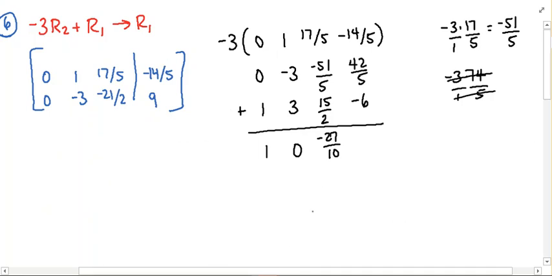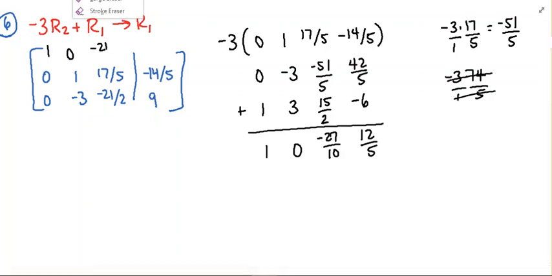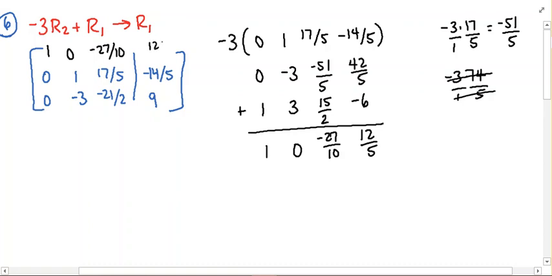Whoops. So here we go. That's the new first row. Whoops, I put the wrong thing. I told you my handwriting, I can't even read my own handwriting right now. All right, so negative 27/10 here and then 12/5 here. It is yucky, and sometimes this happens, unfortunately.